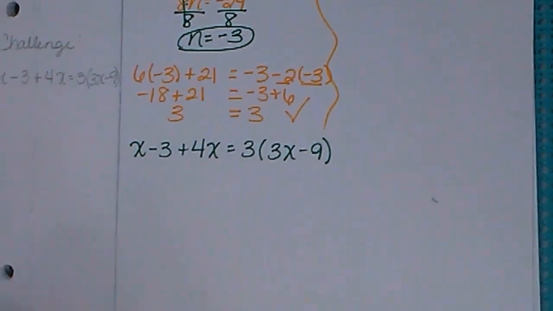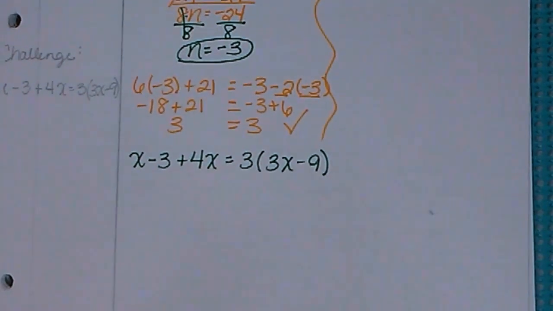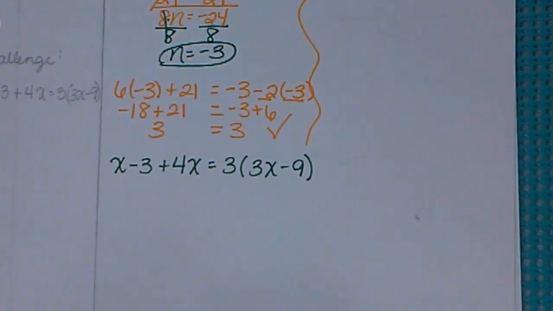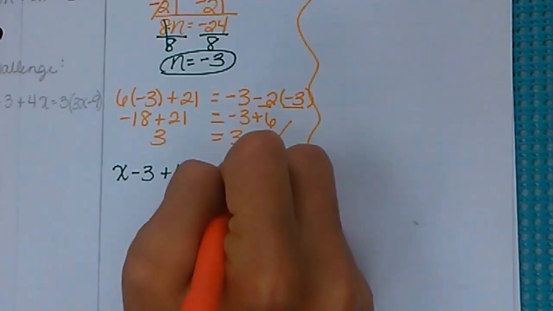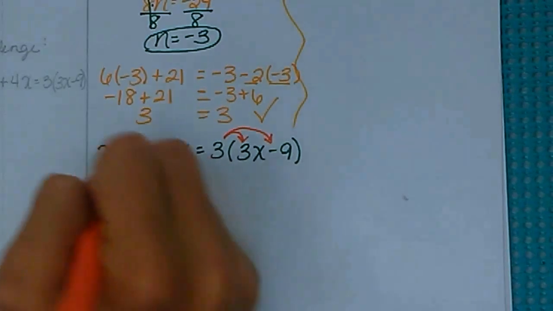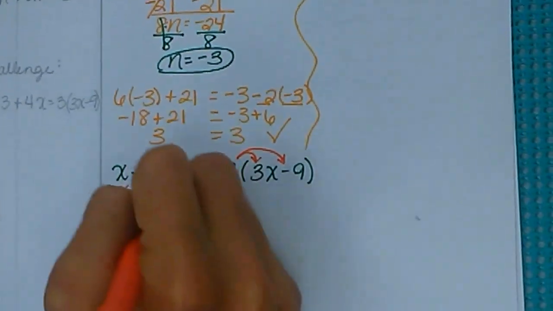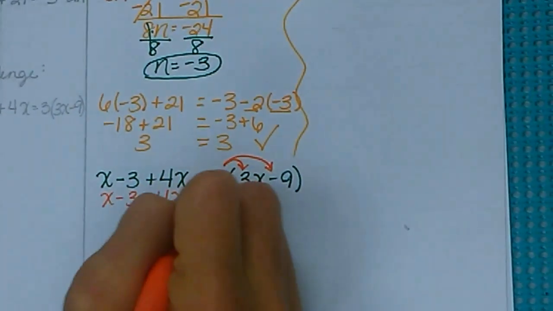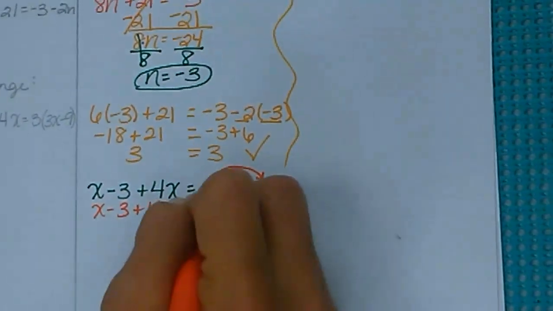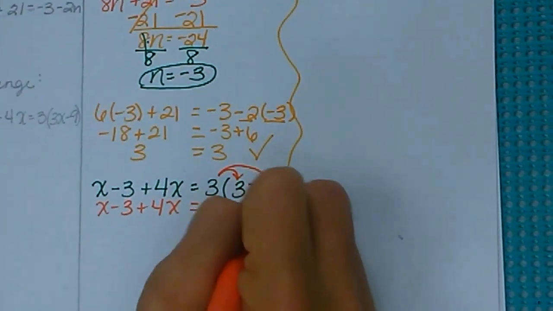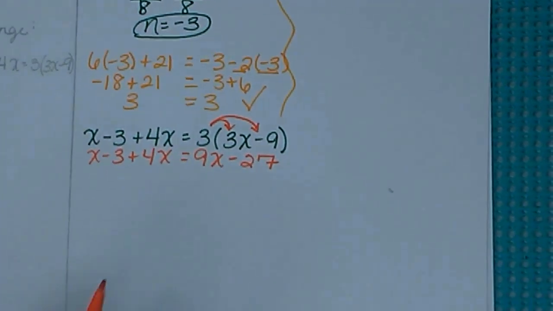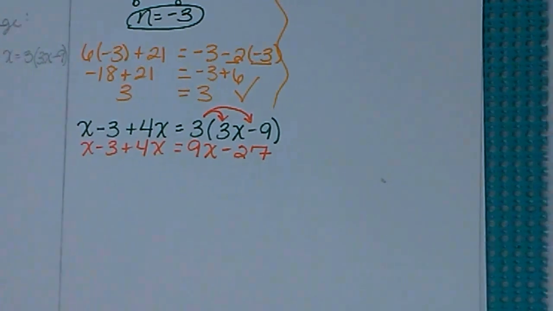So if we're looking at this, again, where do you always start? You should start with distributing, yes. Okay, so if we are going to distribute this 3 to both terms, I'm just going to write my left side down, equals 3 times 3x, 9x, 3 times -9, -27. Okay, so once we distribute, then we should go back and combine like terms.